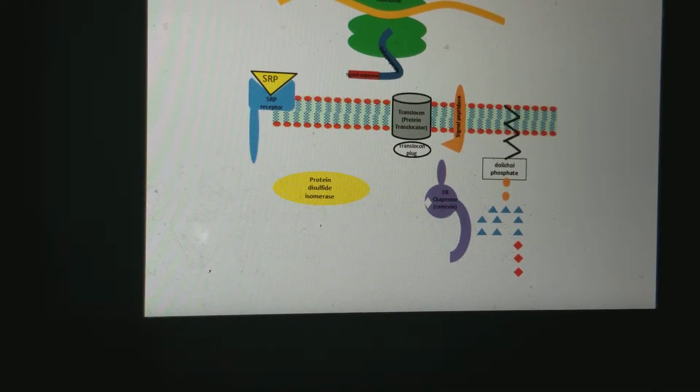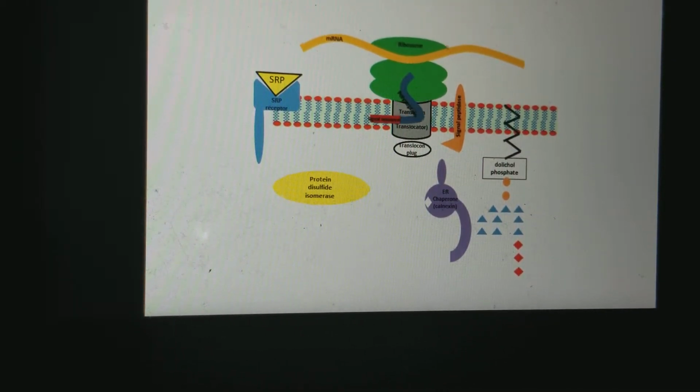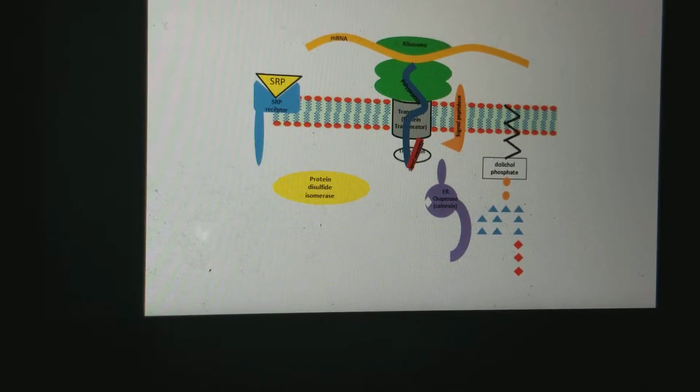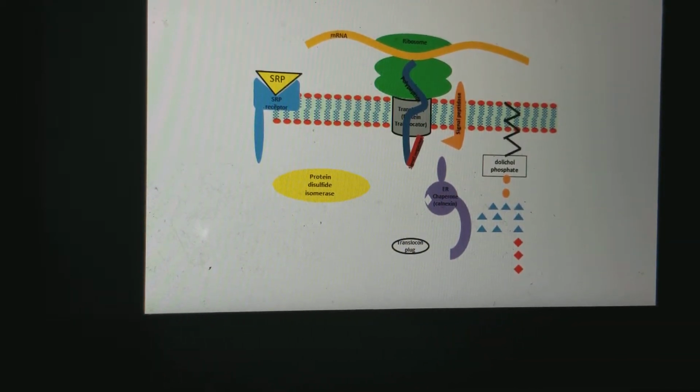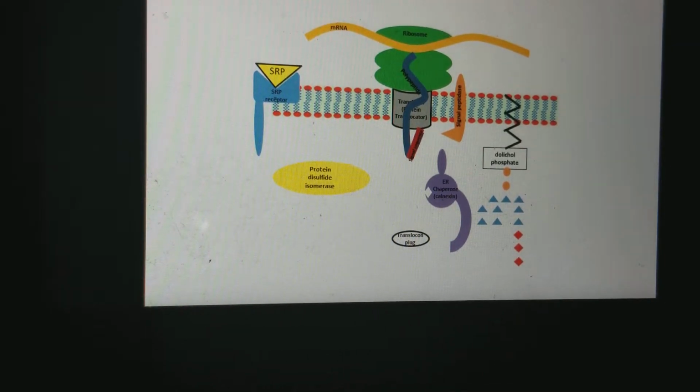The ribosome becomes attached to the translocation channel, and the signal sequence is inserted into the translocation channel, displacing the plug. The polypeptide is then translocated through the translocation channel and into the lumen of the ER.